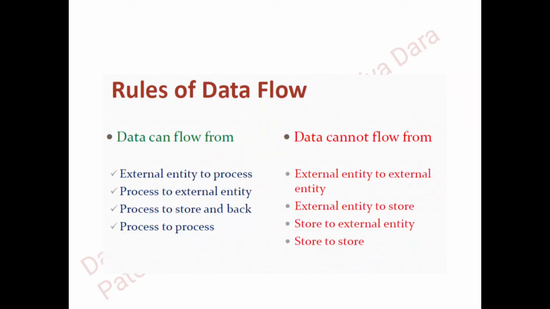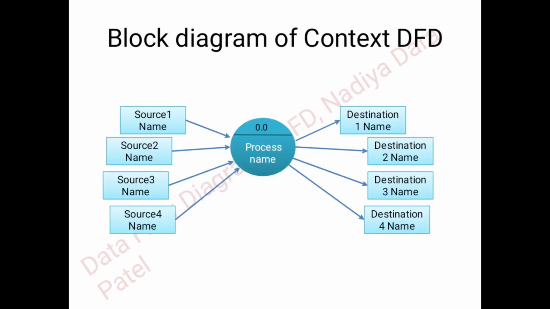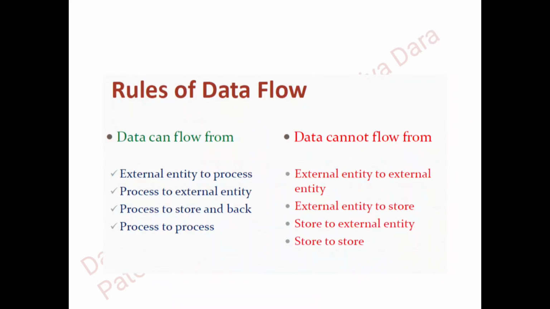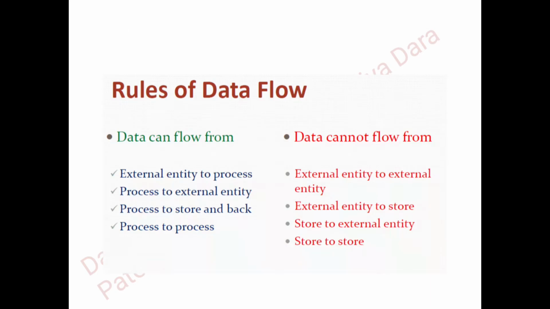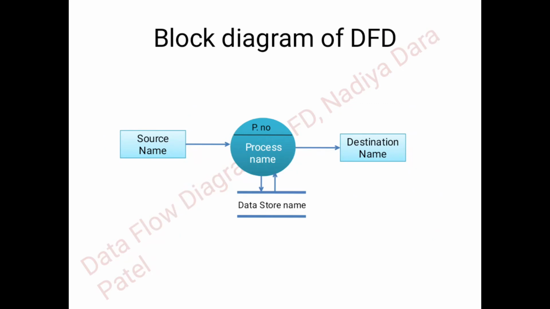So these are certain rules of DFD which should not be violated. You should completely follow all the rules. Now let us go through the rules which should be followed first. Data can flow from external entity to process. That means from here it can go inside, you can connect them. Process to external entity, that means from here to the entity. Process to store and back. So from process you can connect the data store and again data store to process.